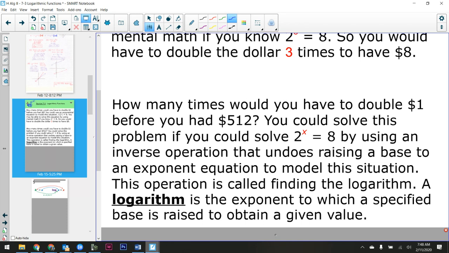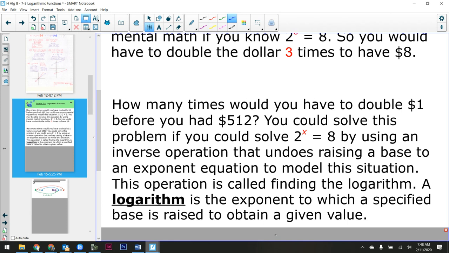To solve that equation, 2 to the x is equal to 512. Like right now, before today, if I was given this, we don't know how to solve this equation. How do we get x out of the exponent? We don't know yet. So what must be the inverse operation of taking an exponent? What's the inverse operation of taking an exponent? Well, it's a logarithm.